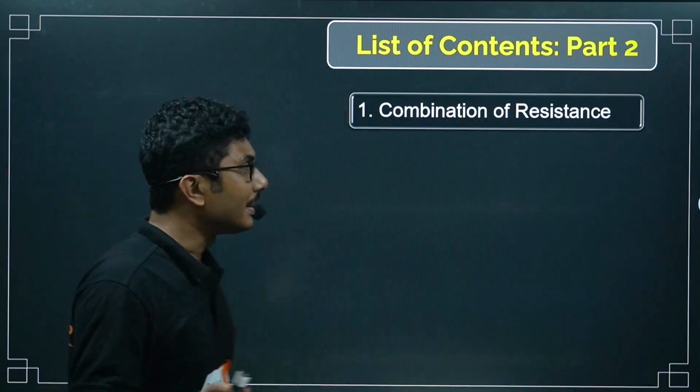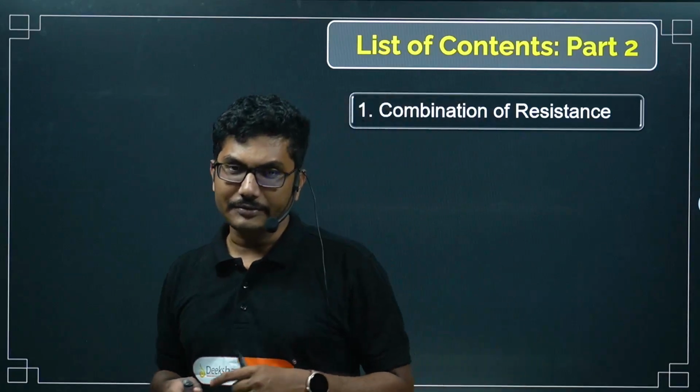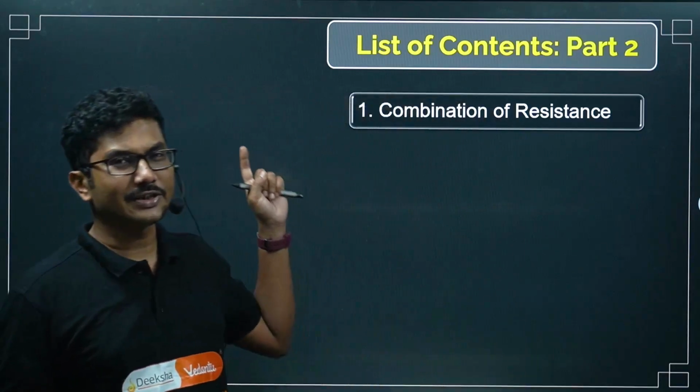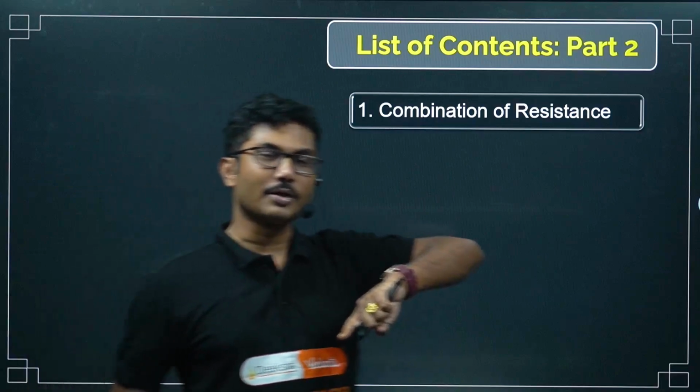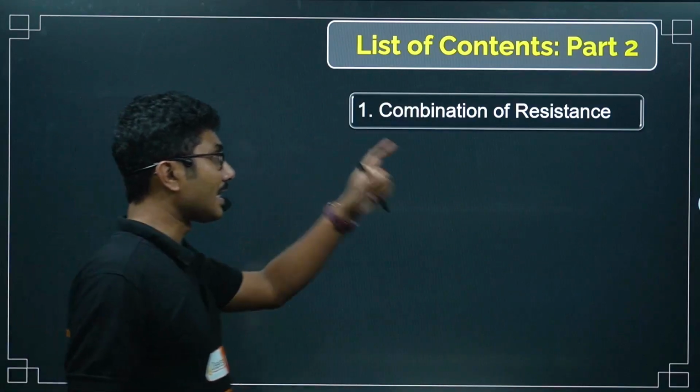So if you have studied combination of capacitors, then you should be able to understand combination of resistance as well. Similarly, if you have studied combination of resistors, you will be able to understand combination of capacitors as well as combination of cells. That's why we are starting with this.